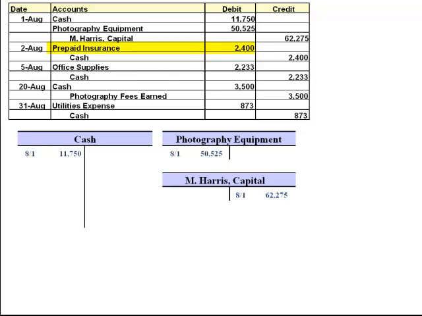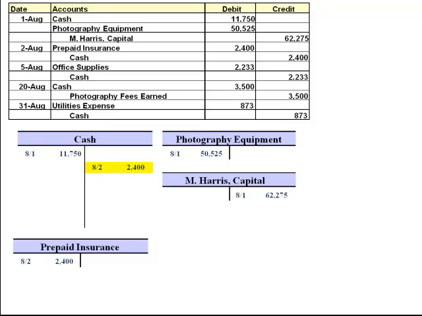Next, we have a debit to prepaid insurance. We again create the T account and store the debit. Next, we have a credit to cash. We don't need to create another cash T account as we've already created the account. We simply store the $2,400 credit.